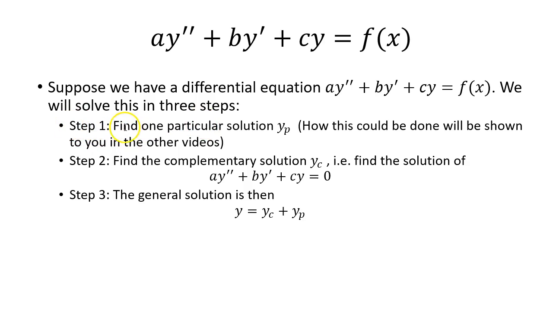First, find one particular solution yp of the differential equation. How this could be done will be shown in later videos. Step 2 is to find the complementary solution, which is the solution of the differential equation where the right side is set to 0. Then you add the two, the complementary plus the particular. That will be the general solution.